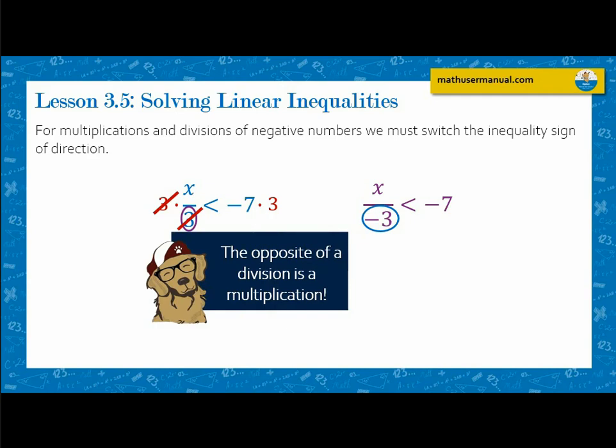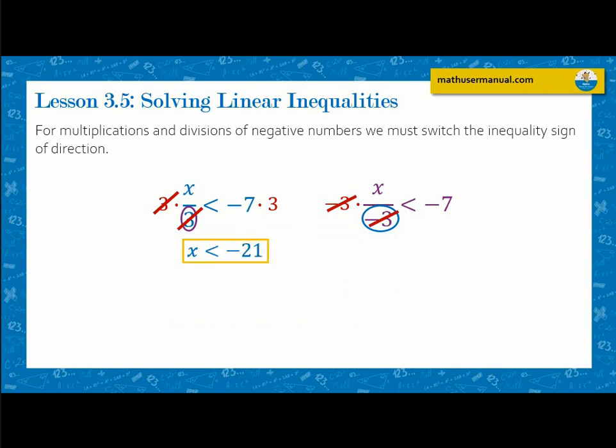Even though we have a negative, well, it's still multiplication. We just have to multiply by negative 3. That way we can cancel both of the 3's. But if we multiply the left side, we have to multiply the right side by negative 3 as well. Negative 7 times negative 3, rules of signs, negative times a negative turns into positive. So x is lesser than 21.